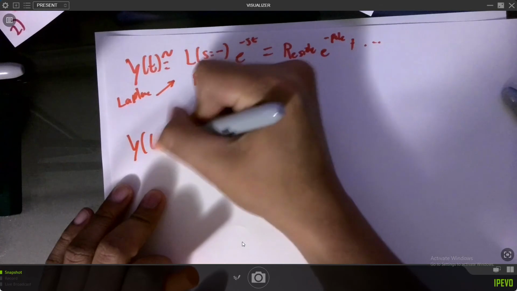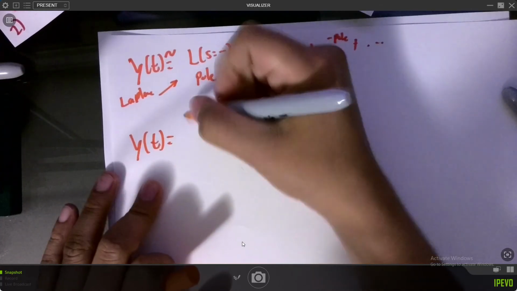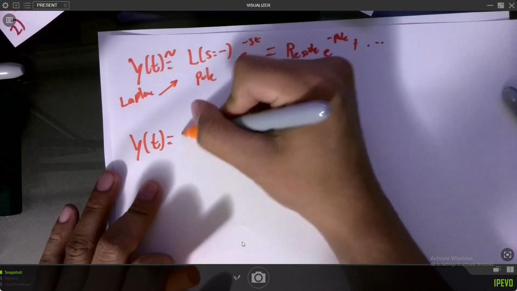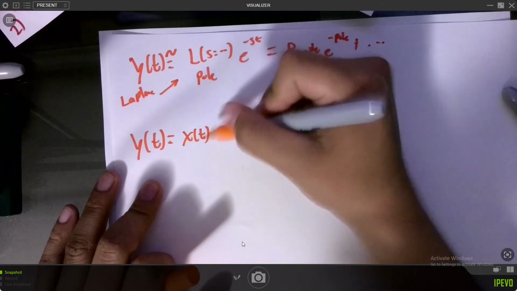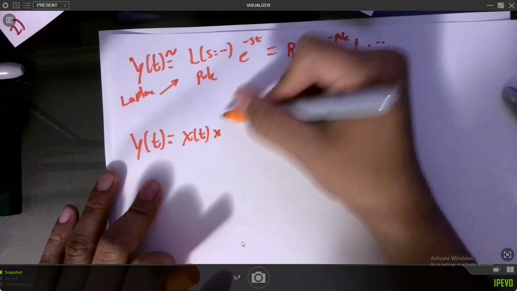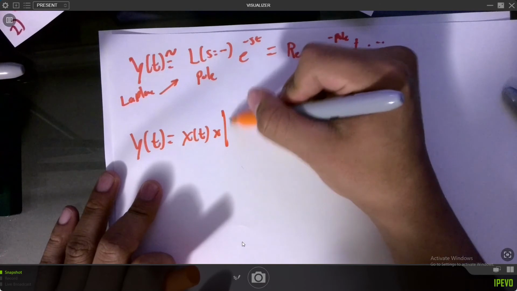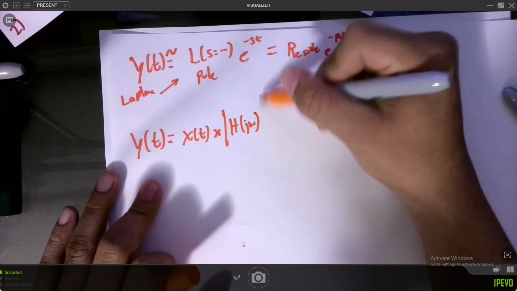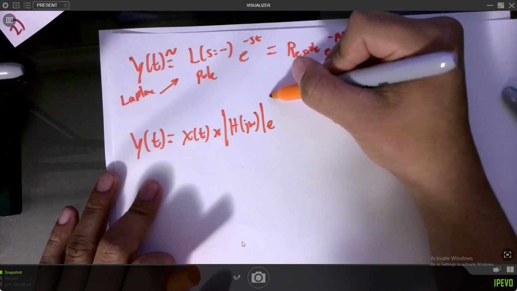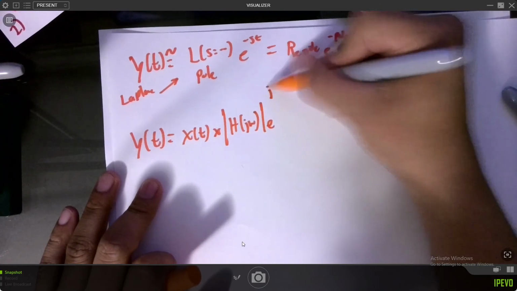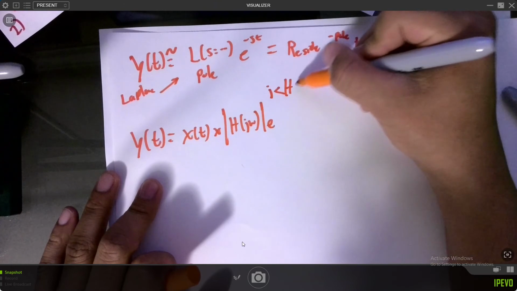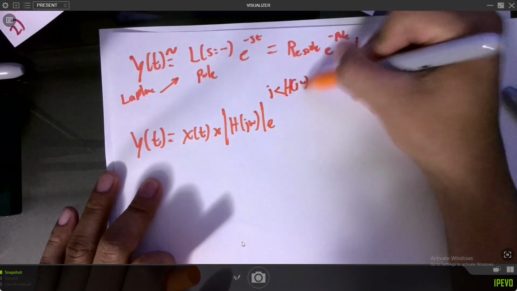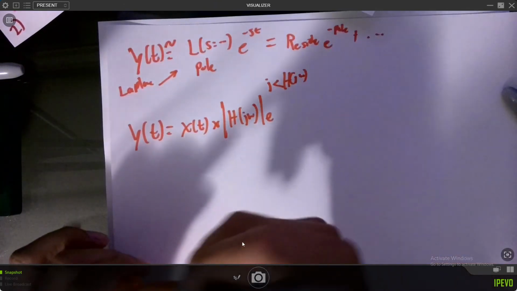So y of t, but this is actually much easier, is going to literally equal your input times your magnitude response, H of j omega, e to the j, the angle of H of j omega. There we go. So what's this gonna mean?